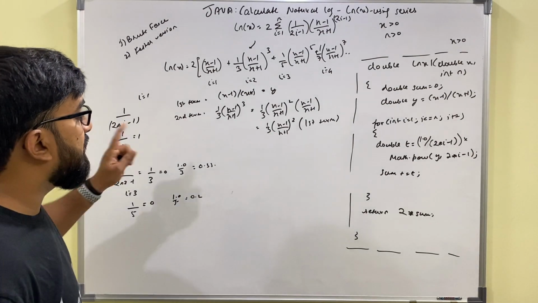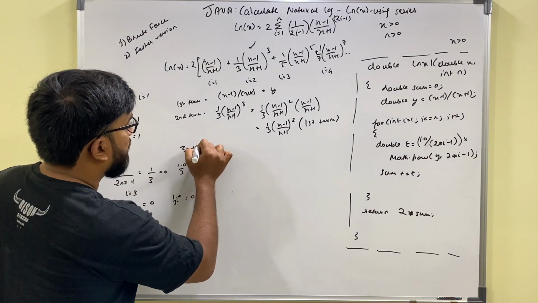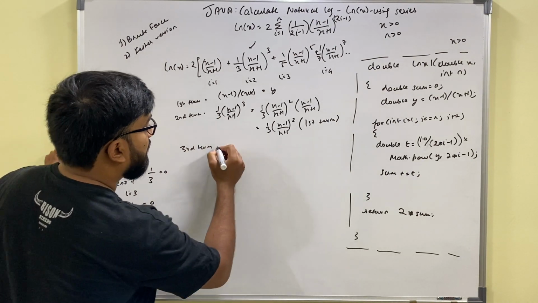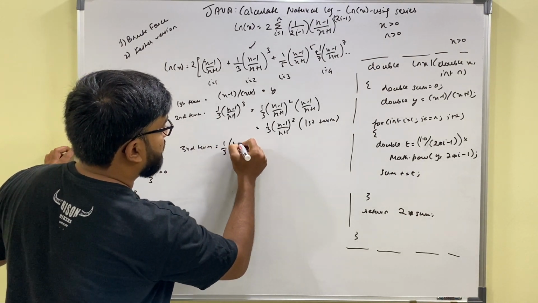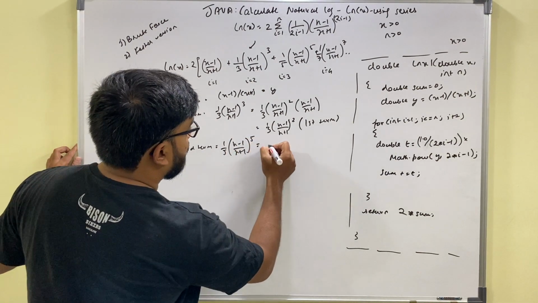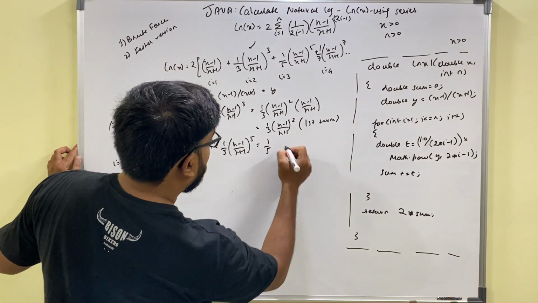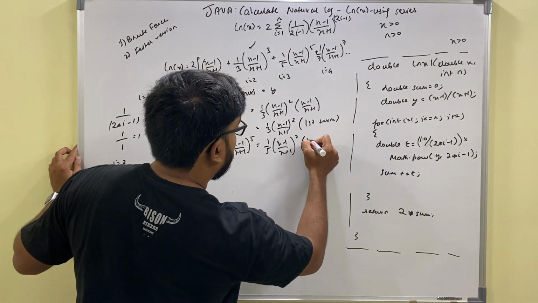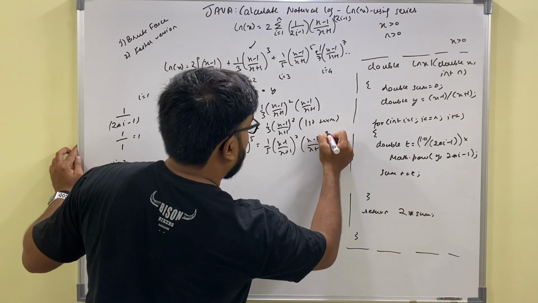Alright, writing the third term, I'll remove this. I have the third term as 1 by 5 x minus 1 upon x plus 1 whole 5. So this is basically 1 by 5 x minus 1 upon x plus 1 whole square into x minus 1 upon x plus 1 whole cube.